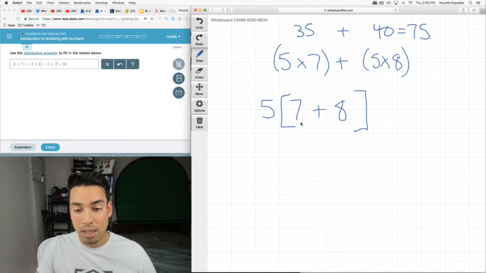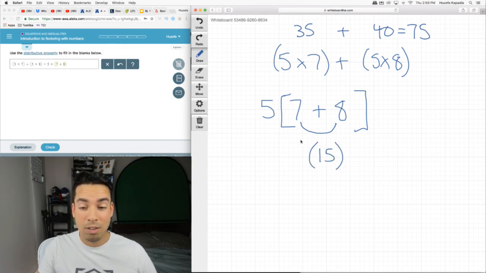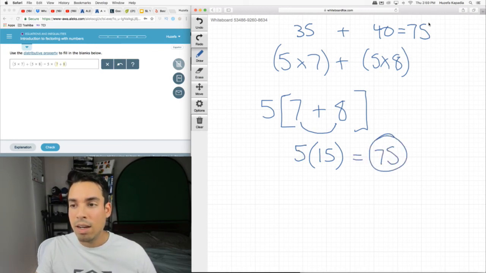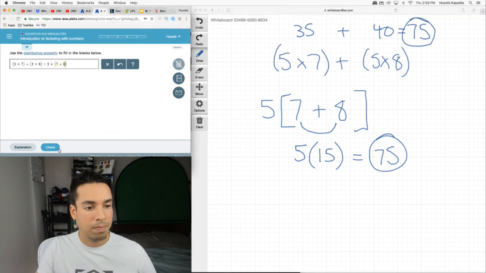Now PEMDAS says that we would add 7 plus 8 together and get 15. These are the same parentheses. These are just brackets. They're the same thing. And then now we have the 5 times 15. 5 times 15 is indeed 75. And that's what factoring is all about.